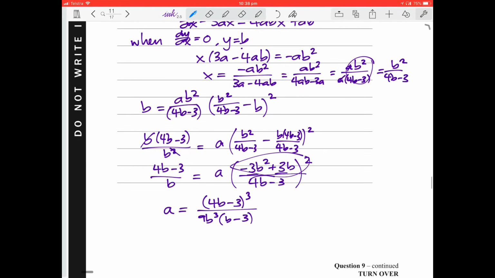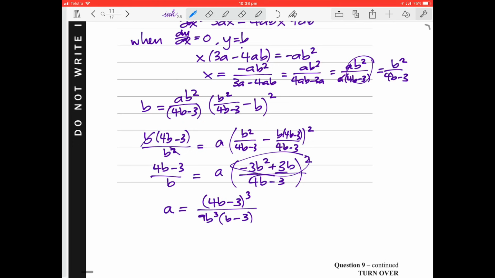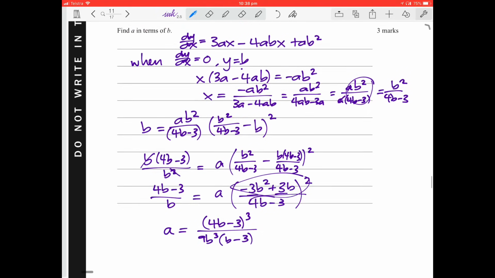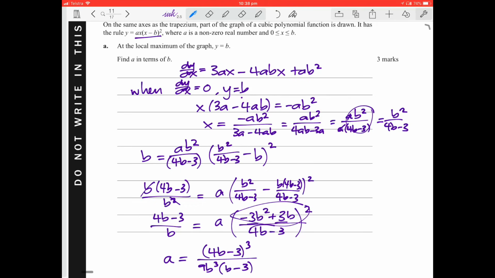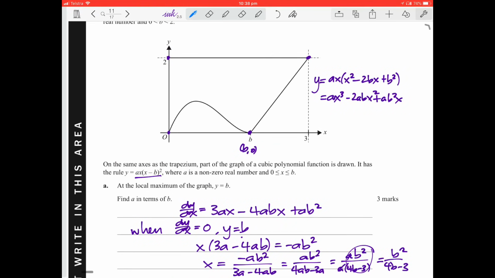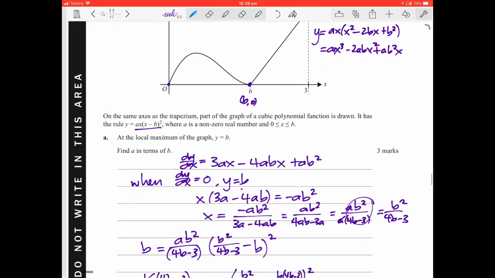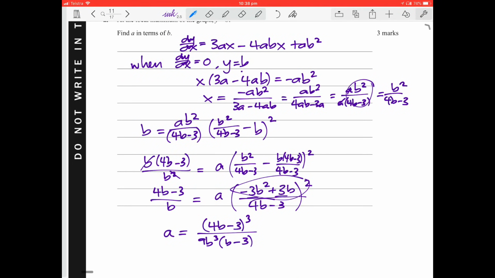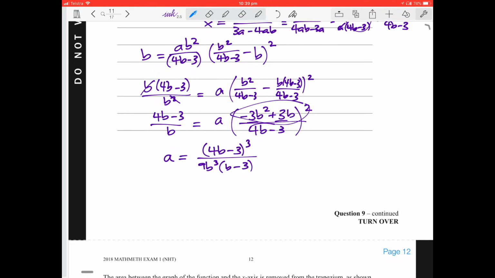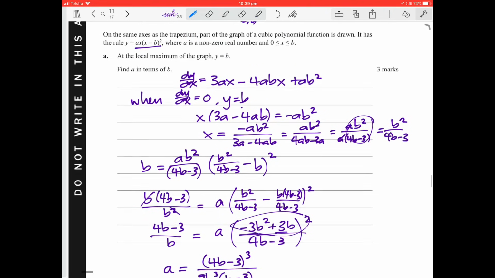That's pretty ugly. I can't see anything else we can do with that. Unless I've stuffed something up. So dy/dx equals 0, y equals b. Everything looks right from what I can see. That looks right, that looks right, that looks right. Okay, so we'll take it as a is (4b minus 3) cubed on 9b³(b minus 3). Is that all else for a in terms of b?